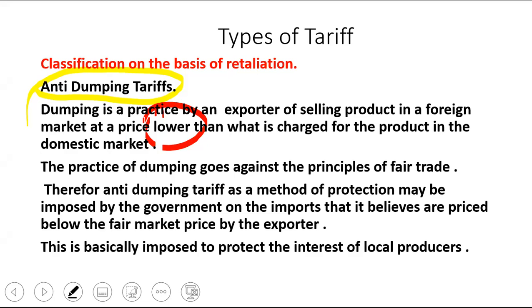So dumping, point number one, dumping is practiced by a foreign country. Point number two, they charge low price on import. Import पर low price charge करता है. Okay.